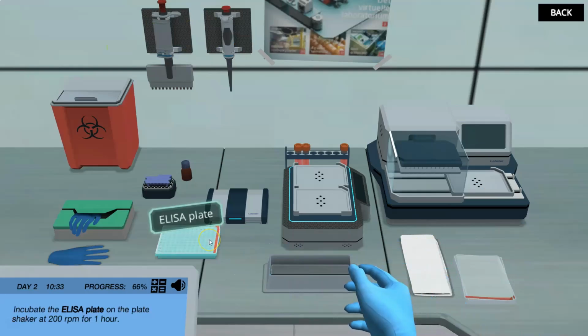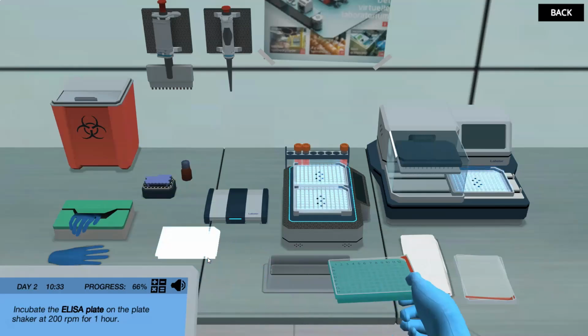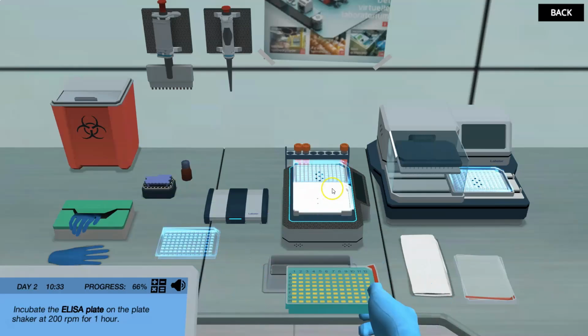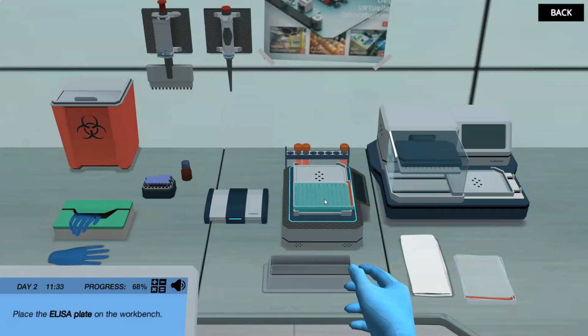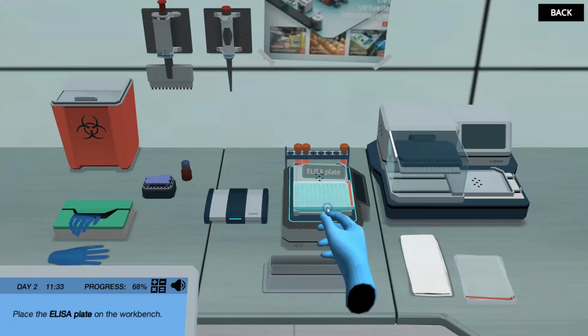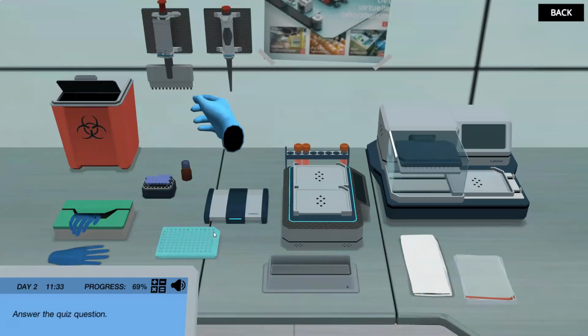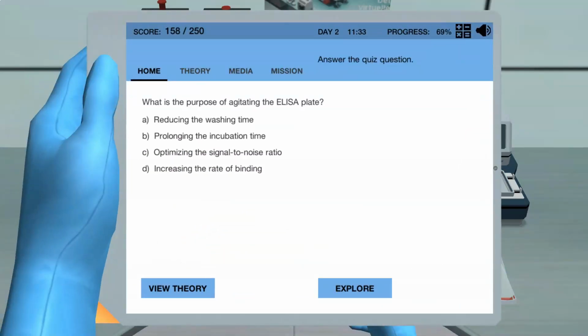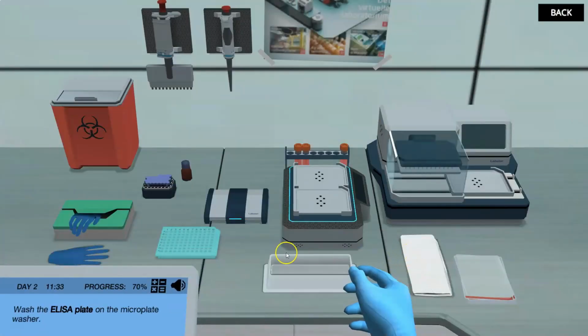Incubate the ELISA plate on the plate shaker at 200 revolutions per minute for 1 hour. Wait for the incubation, then place the ELISA plate on the workbench. Remove the seal. What is the purpose of agitating the ELISA plate? Wash the ELISA plate on the microplate washer.